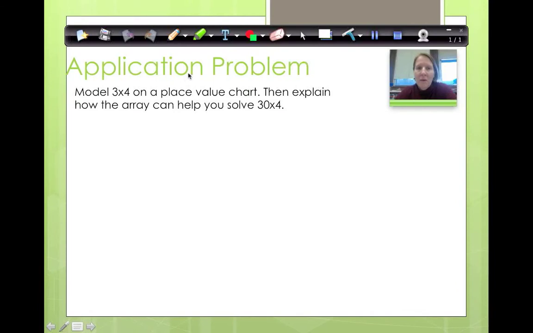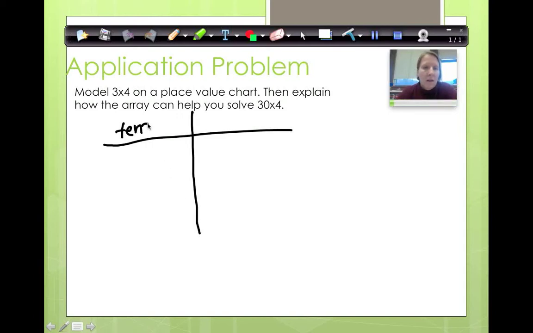Before we do that, I would like to do a little bit of a review from the previous lesson. It says, model 3 times 4 on a place value chart. Then explain how the array can help you solve 30 times 4. So let's first draw a place value chart. Oh my goodness, we're crooked today. All right, now here's our 10s, and this would be our 1s, right? Now we're going to do 3 groups of 4. So I'm going to need 3 groups, 1, 2, 3, and each one has 4 in it.